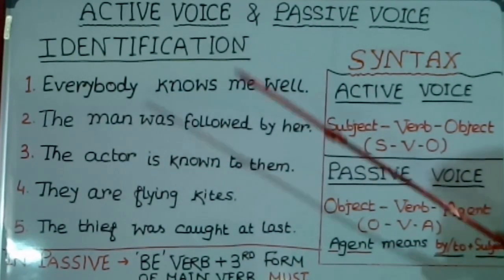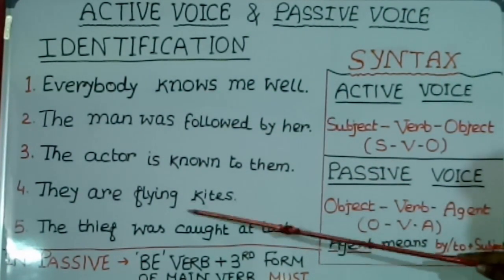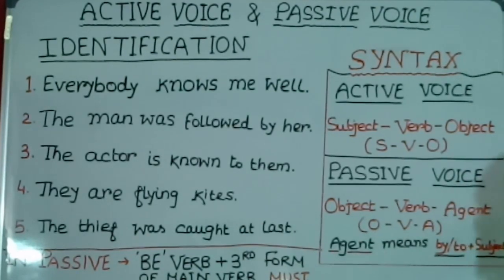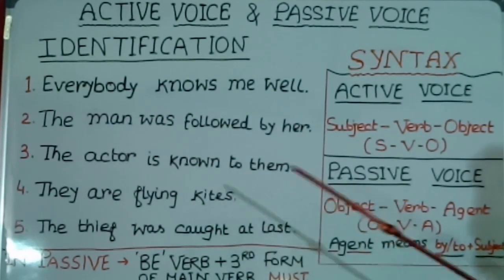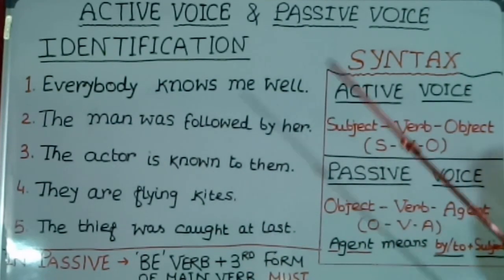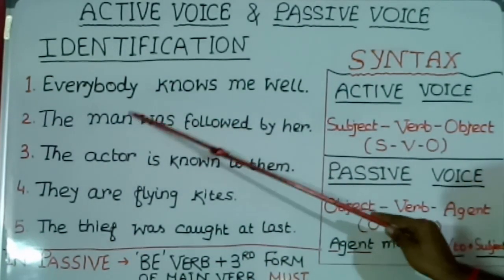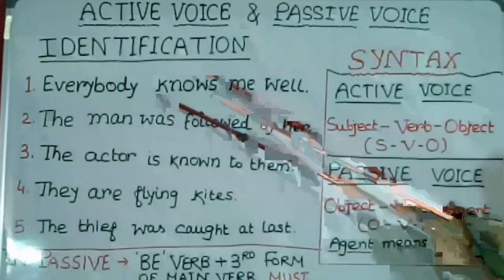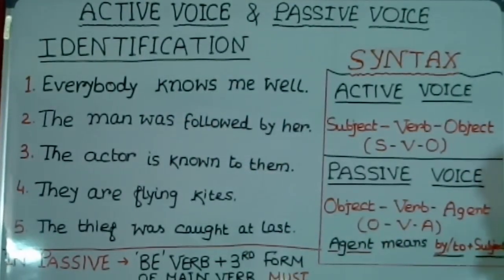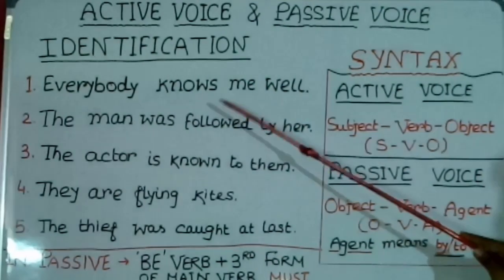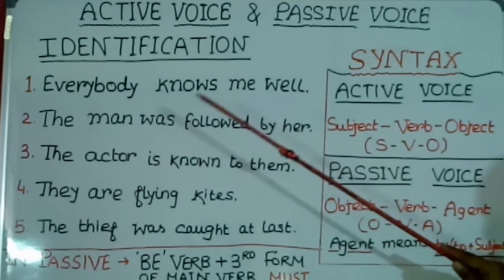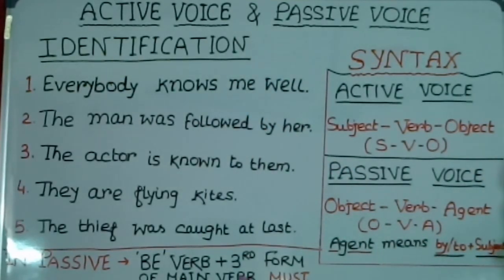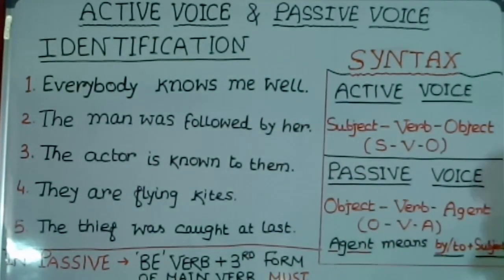So be verb and third form are present, so easily we can call it a sentence written in passive voice. But look at the first and fourth examples, where the sentences have been written in active voice. Check once whether the presence of a be verb and the third form of the main verb is there or not. Now, everybody knows me well. Knows is the only verb present and that is the main verb. So first thing, be verb is not present. Second thing, third form of the main verb is also not there. So we can never call it passive voice. We can say the sentence is written in active voice.